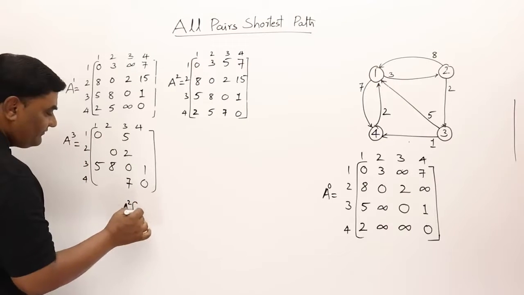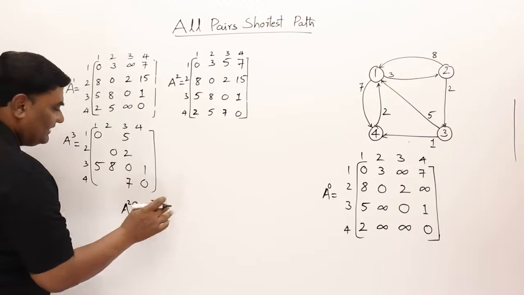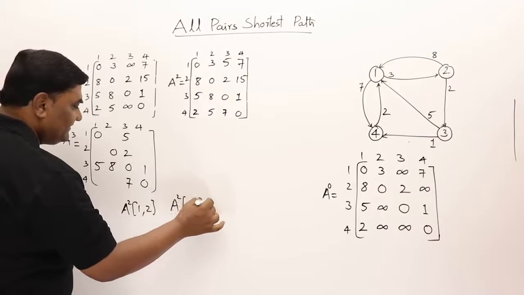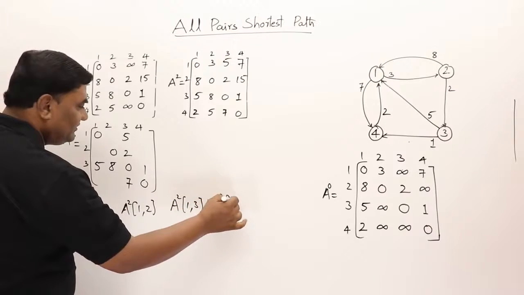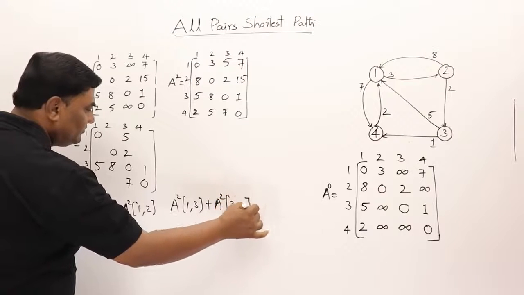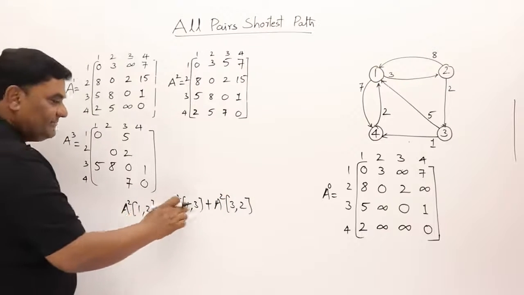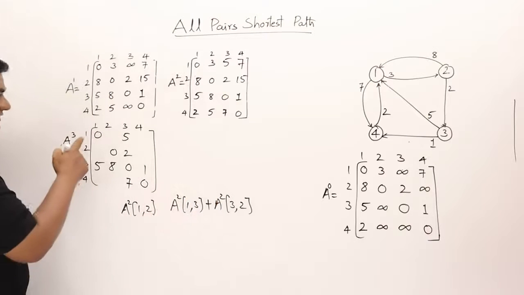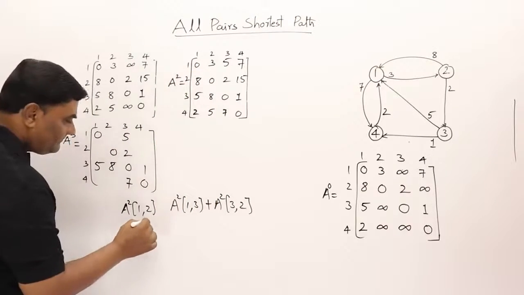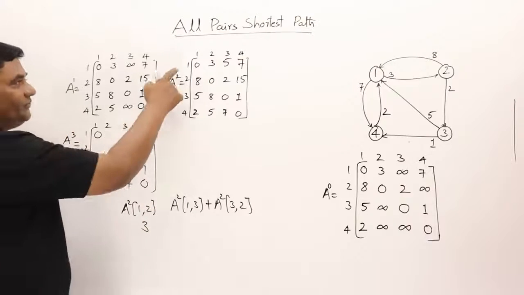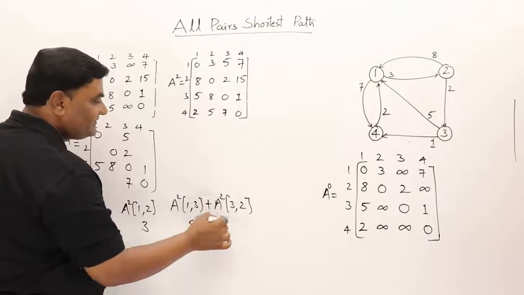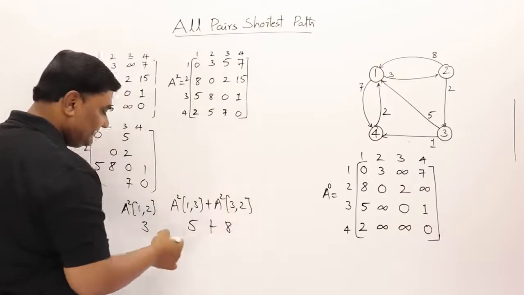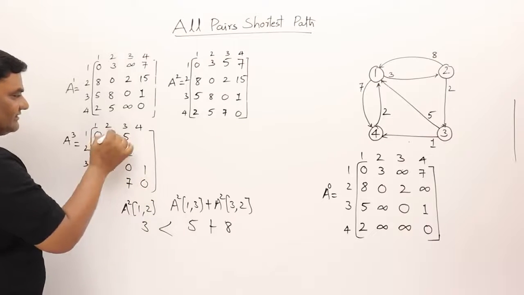A2 of 1, comma 2, and in between I should take intermediate vertex as 3, then A2 of 1 to 3 and 3 to 2. So 1 to 2 is there. So in between 3 is there. So out of this, which one is smaller? 1 to 2. 1 to 2 is how much? 3 there. And 1 to 3 is how much? 1 to 3 is 5 plus 3 to 2. 3 to 2 is 8. 5 plus 8, 13. This 3 itself is smaller. So take 3 only.